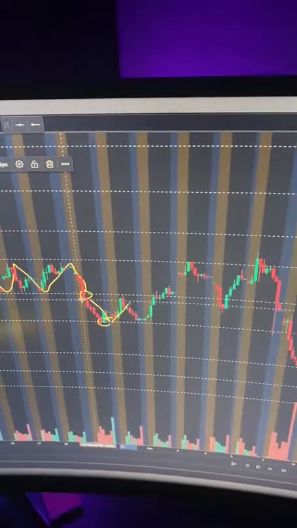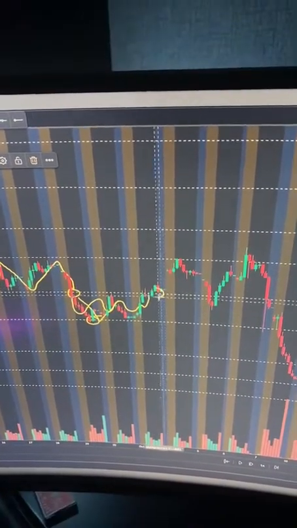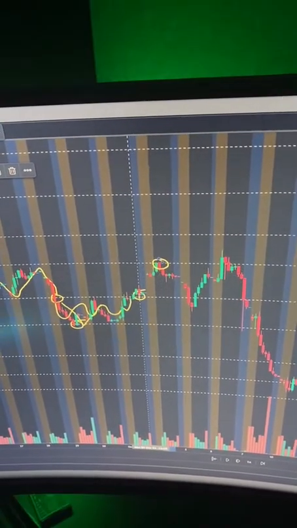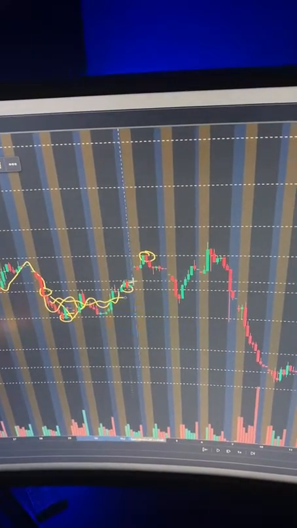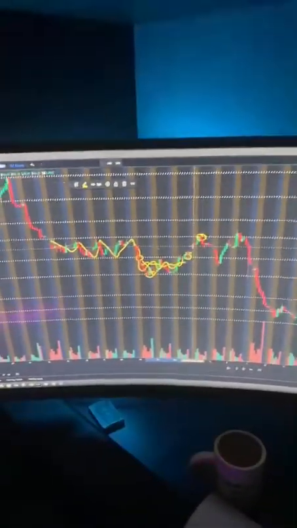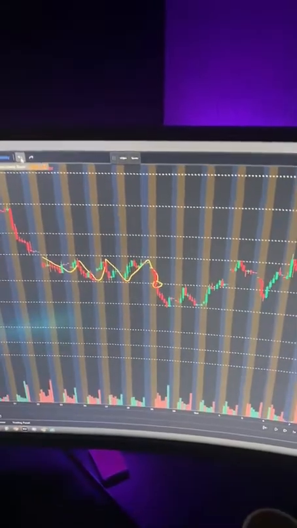Anyways, here again. But this time it did it right here, but broke upside and went to the next level up. So you would have entered here on the breakout of this range, entered here when it broke out, and take profit on the next level. And it could be that easy.